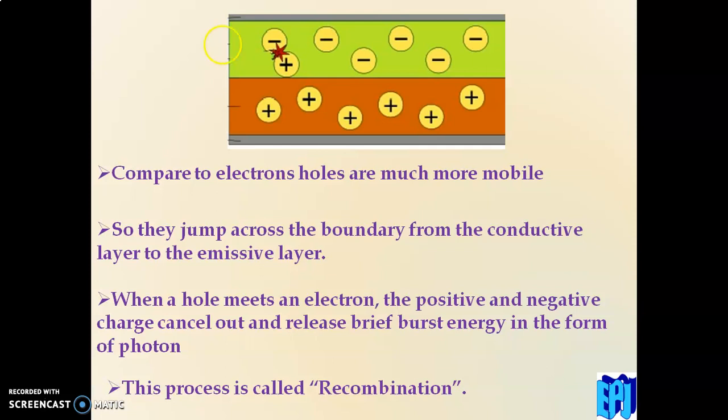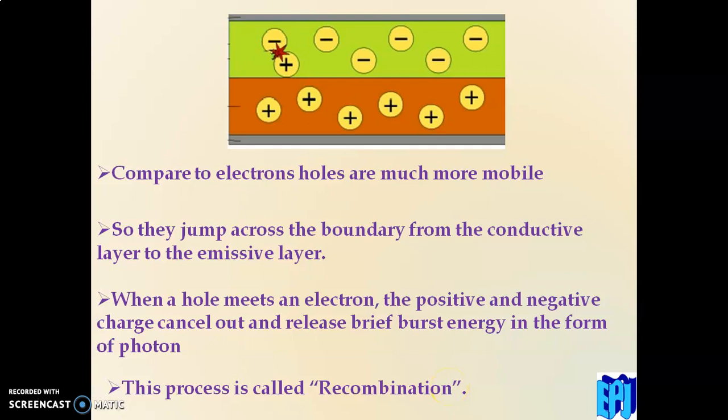From which layer? This electron transport layer, the negative layer. So the light energy is produced from this electron transport layer. That is why this is known as the emissive layer. And when the holes meet an electron, positive and negative charges cancel each other and release a brief burst of energy in the form of a photon, and this process is known as recombination.